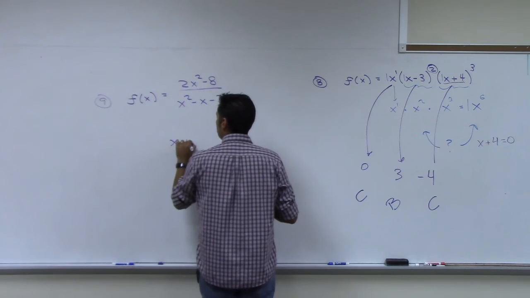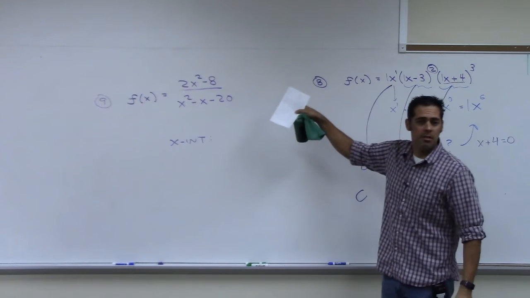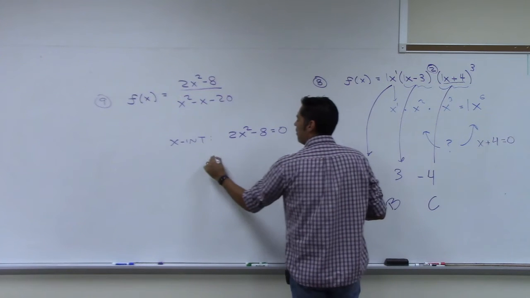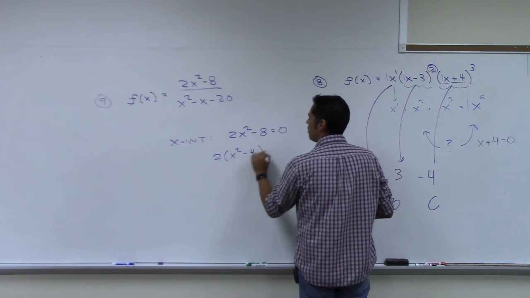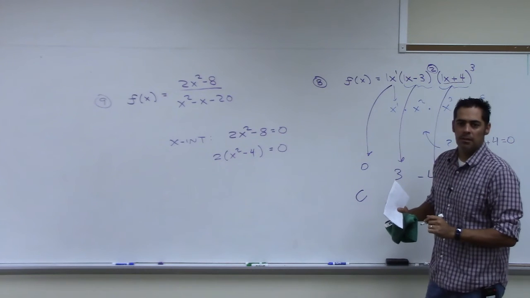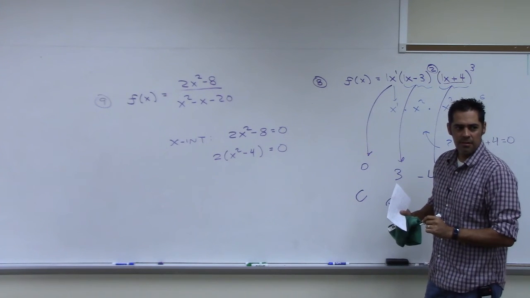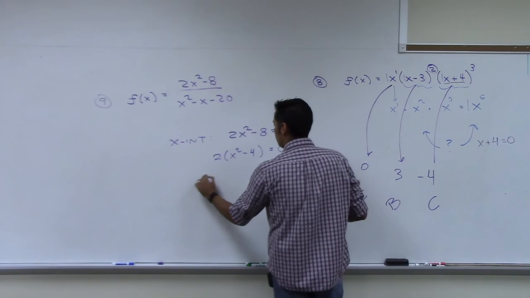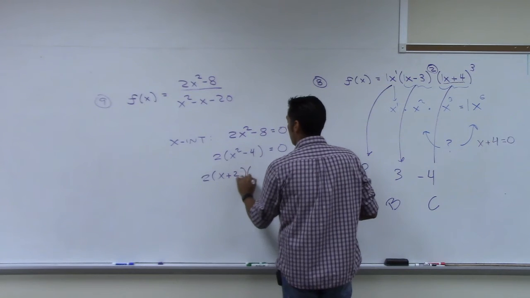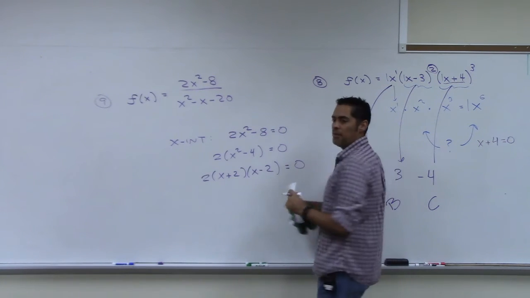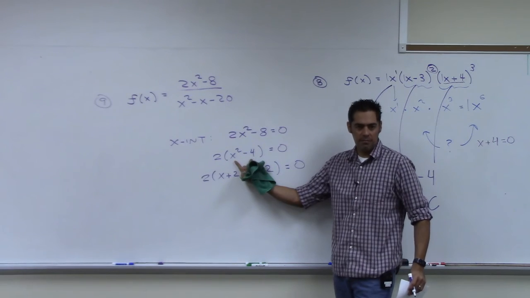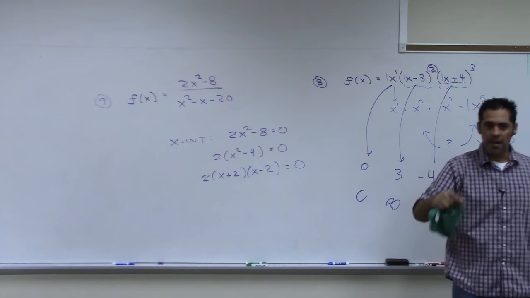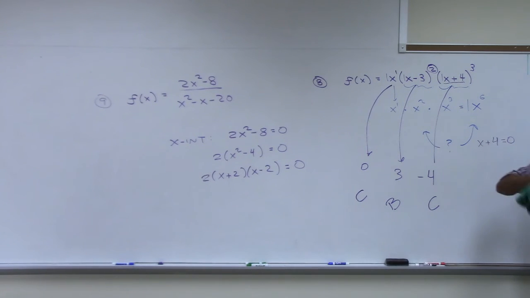How do you find the x-intercepts of a rational function? Set the numerator equal to 0. So I would take the top, set it to 0. I would factor out a 2 because I have a greatest common factor, right? And then I would recognize x squared minus 4 as being x plus 2 times x minus 2. That's a difference of squares. That's a common thing we should recognize, right? X squared minus 9 would be x plus 3 times x minus 3. X squared minus 16 would be x plus 4 times x minus 4.